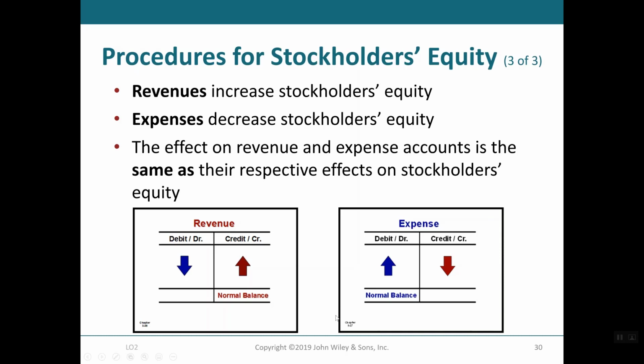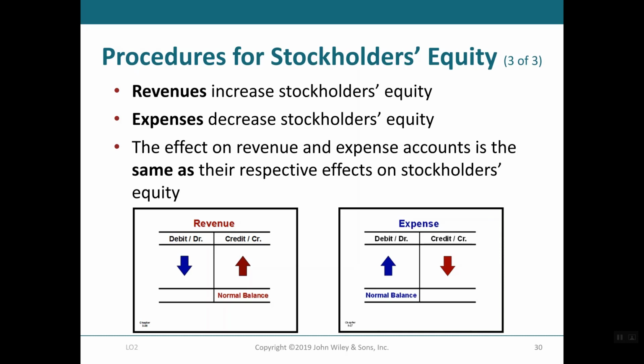Okay, so we have our revenue here and then our expenses. We've already explained this. Revenue increases the stockholders' equity, and that's why a credit balance is the normal balance for the revenue. The expenses decrease the stockholders' equity, and that's why the normal balance for it is a debit. The effect on the revenue and expense account is the same as their respective effect on the stockholders' equity. So we're saying that since the revenue increases stockholders' equity, right?